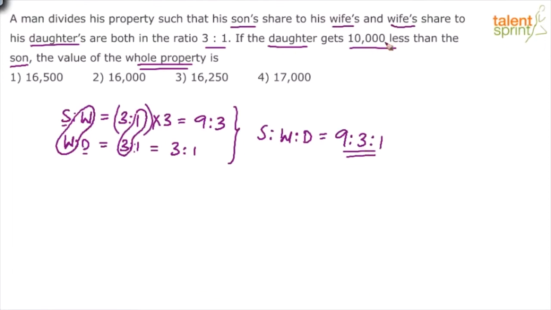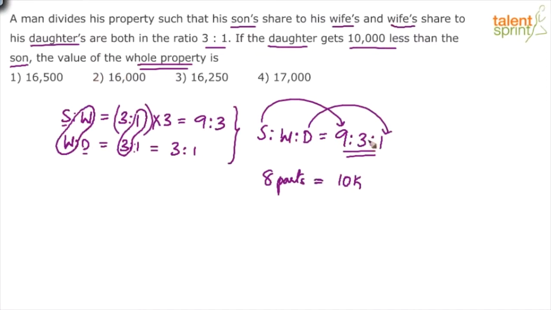Daughter gets 10,000 less than son. See, daughter has got 1 part, son has got 9 parts. So can I say the difference is 8 parts here? Yes, the difference is 8 parts, which is equal to 10,000 rupees as per the question. Daughter gets 10,000 less than the son.